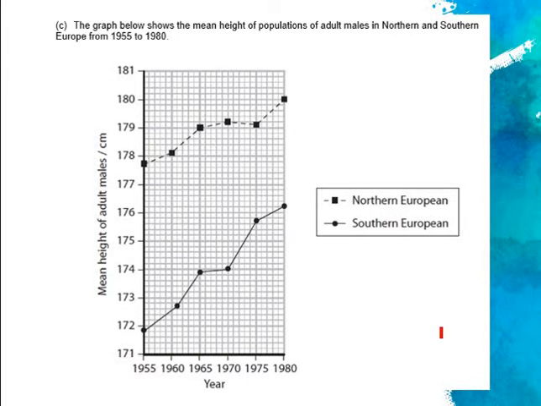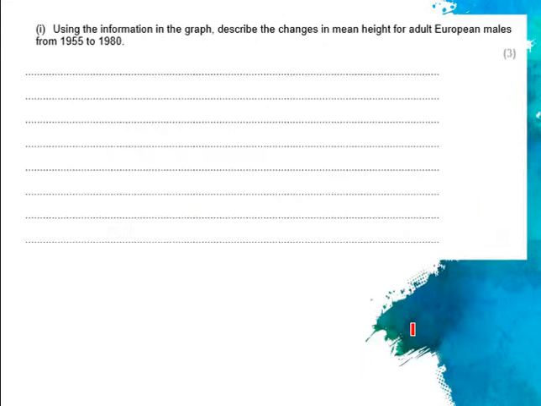The graph below shows the mean height of populations of adult males in northern and southern Europe between 1955 and 1980. And the way that is best to approach graph questions, as always, is to maybe highlight the lines with the colors that you're going to be using for them, just so that you don't make the mistake when you're in the exam. Sometimes the square and the circle could look really similar and you actually confuse the 2 lines. So that's the first thing we're going to be doing, is use the information in the graph. So you have to use information in the graph.